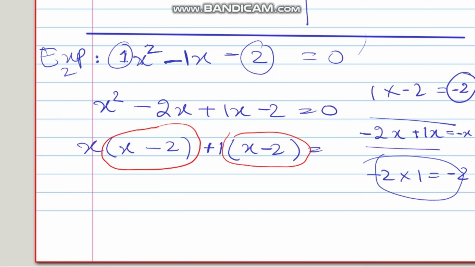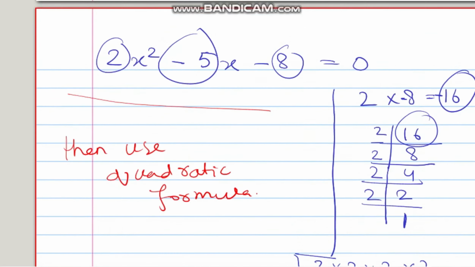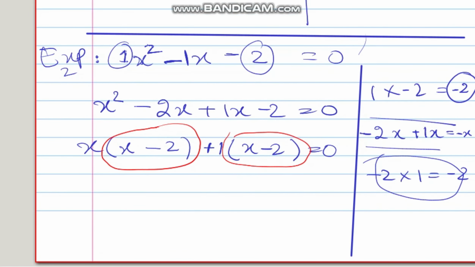Sorry for this, and let me draw the line in a clear way. In the next step, just take the common x minus 2 outside, and x will remain and plus 1 will remain here, is equal to 0. Now, dear students, it's a very critical point. The answer is x minus 2 and x plus 1.